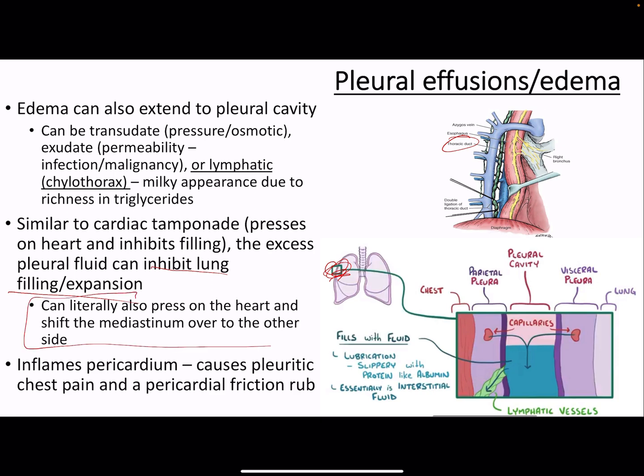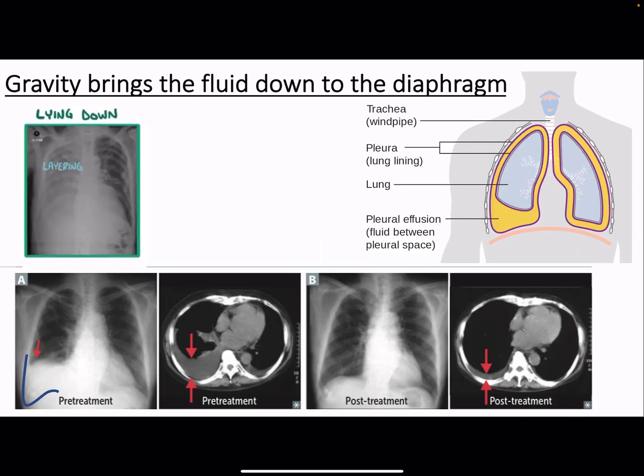But it could also, literally, cause cardiac tamponade to some extent. Here I have my heart in this mediastinum. If there's too much pressure, it could push into this and prevent the heart from filling and contracting. Pleural effusions are going to inflame the pericardium. This causes pleuritic chest pain, so pain upon inspiration, and it's going to be associated with a pericardial friction rub that can be heard upon auscultation.